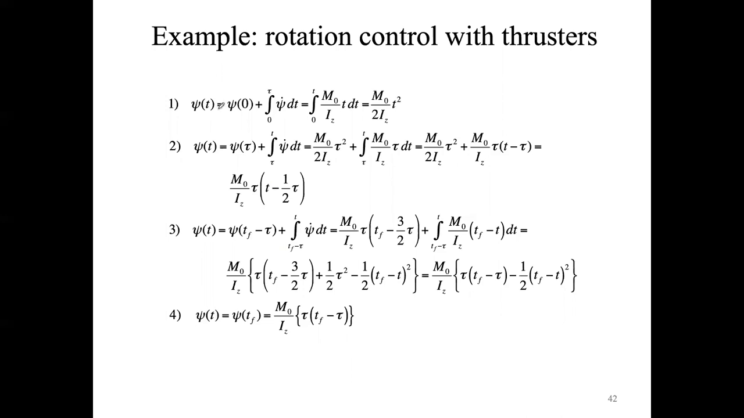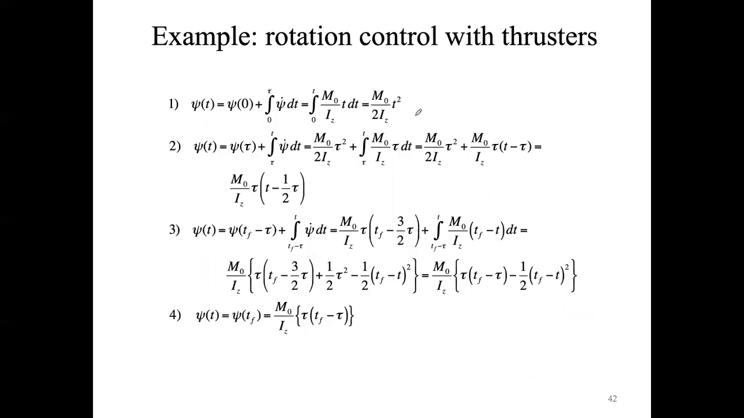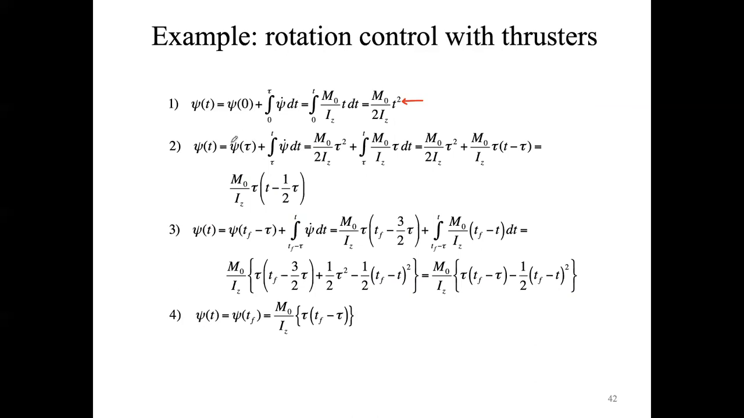will be a parabolic term, because the angular velocity is increasing linearly over time. So if you do the integral of this expression, you get a t squared divided by 2. This one is pretty straightforward. The second term, between the two fires, so between tau and t final minus tau, you need to consider the initial angle at the end of the first firing. So it will be m0 divided by 2 Iz times tau squared. And this is the first term here.